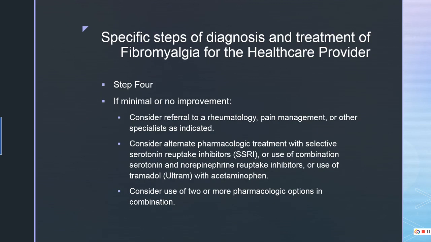Step 4. If minimal or no improvement, consider referral to a rheumatology, pain management, or other specialists as needed. Consider alternate pharmacologic treatment with selective serotonin reuptake inhibitors or use of combination serotonin and norepinephrine reuptake inhibitors, or use of tramadol with acetaminophen. Consider use of 2 or more pharmacologic options in combination.